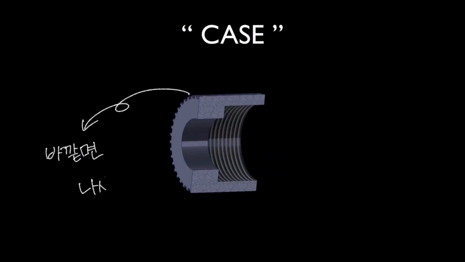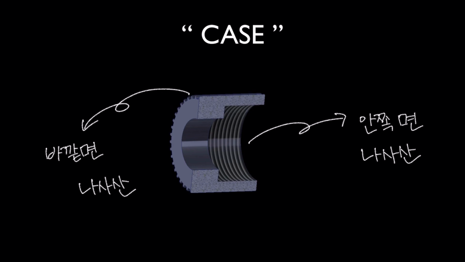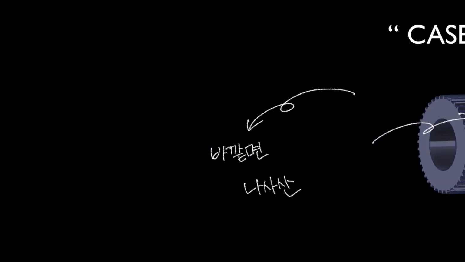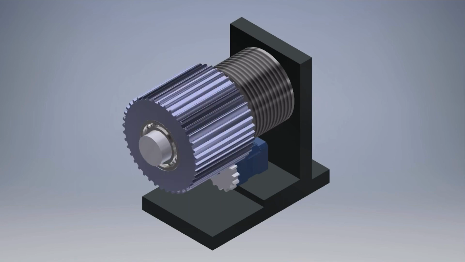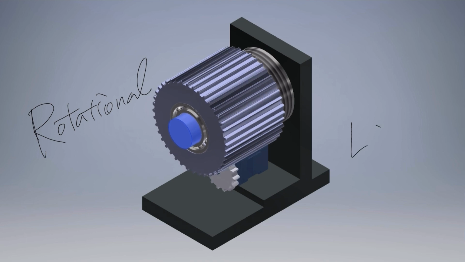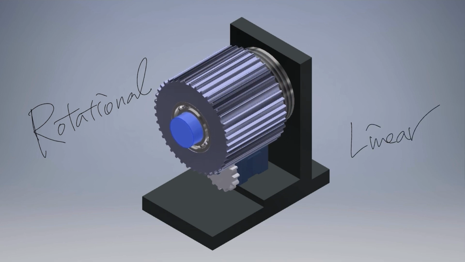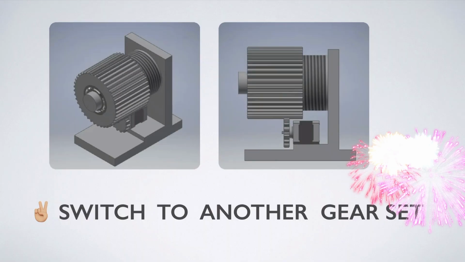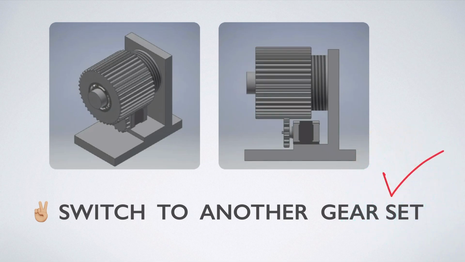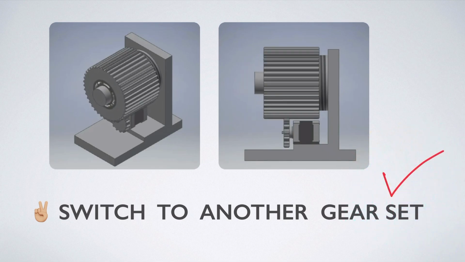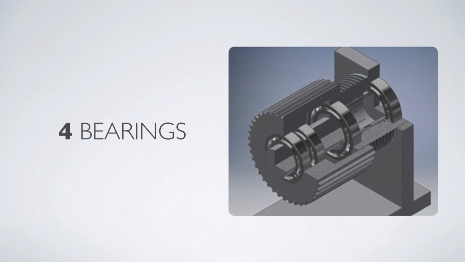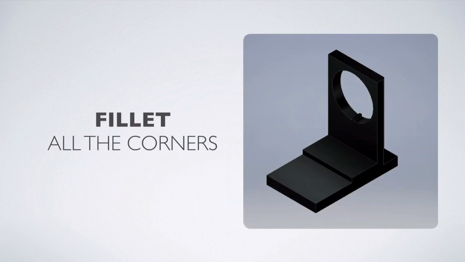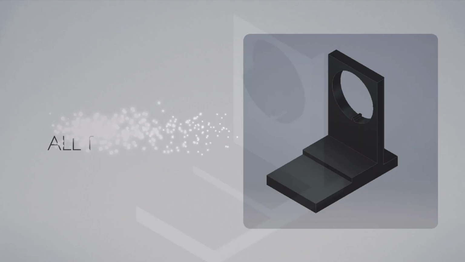Both inside and outside of the case, we made a thread. We put a small motor on the bottom and put the case on the inner rotor rod. By doing this, we are able to move inner rotor rod back and forth by using rotational movement. Yes, now we can switch to another gear set in a perfect way. But we worried about shaking due to rotational movement. So we've put 4 bearings inside to minimize this vibration. Also, we filleted all of the corners for our design safety.